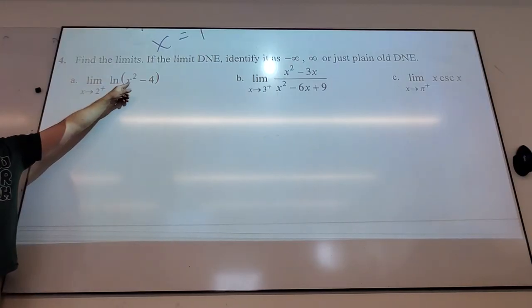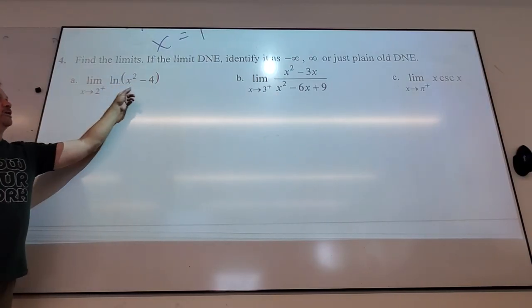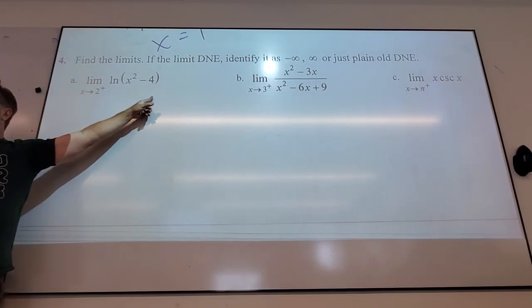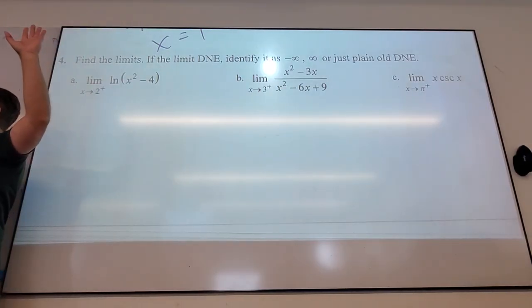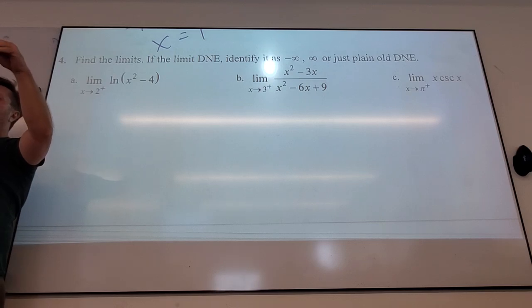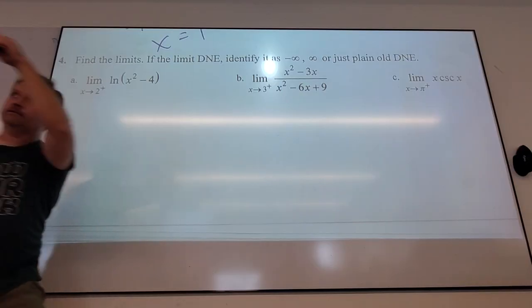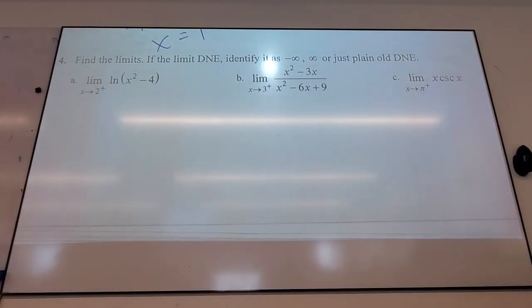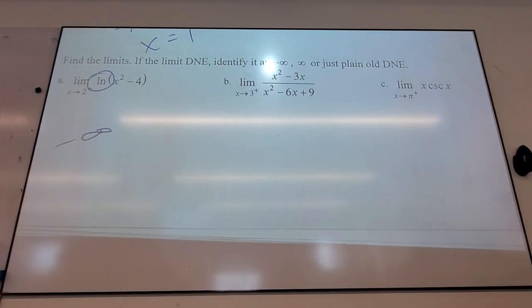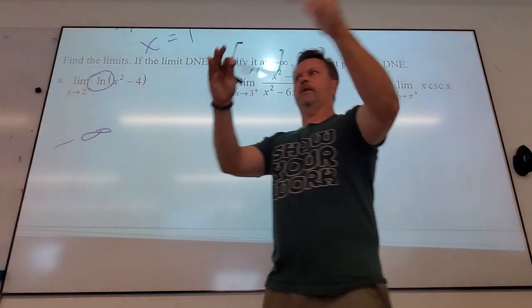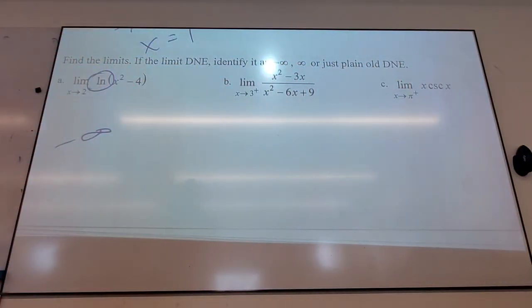As the inputs approach 2, what does the argument of the natural log approach? 0. And as natural log's input goes to 0, its output goes to negative infinity. So this is negative infinity. How did I know that? Because I know what a natural log looks like, and I know what it does as its argument approaches 0. As my input approaches 2, the argument, x squared minus 4, approaches 0. And as the argument of a natural log approaches 0, the output approaches negative infinity. So from your perspective, like this.